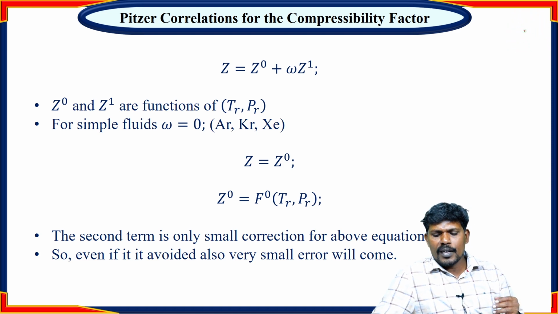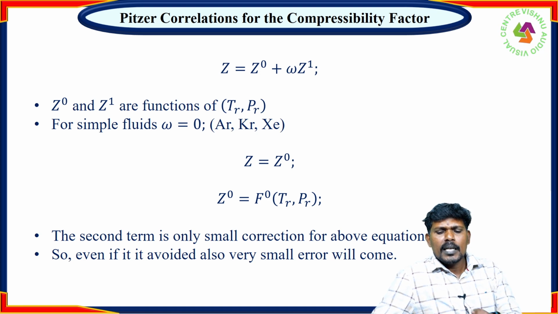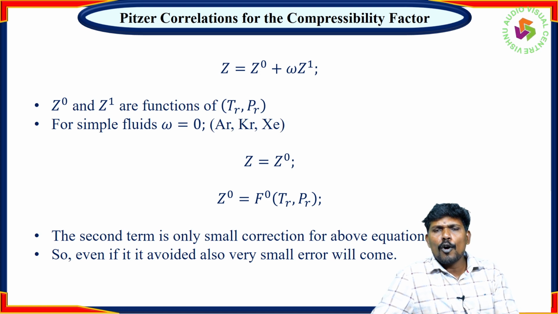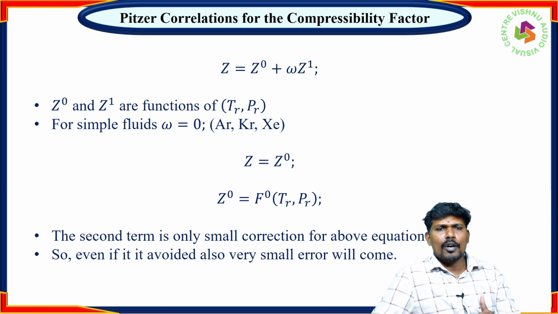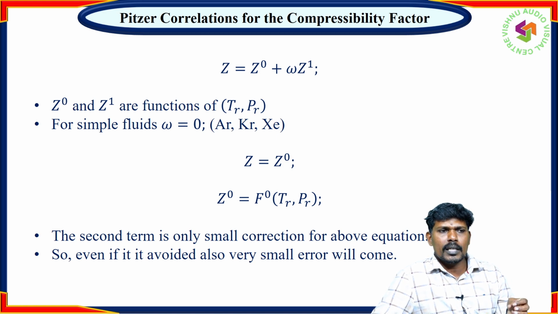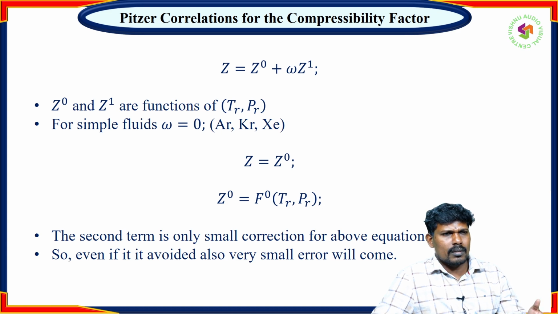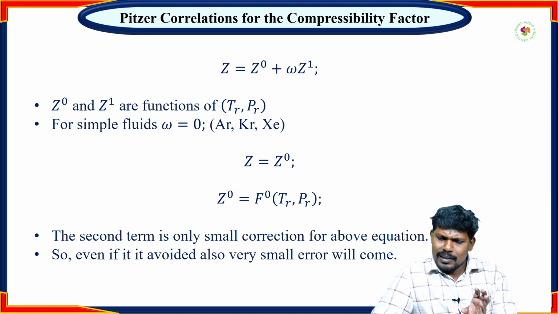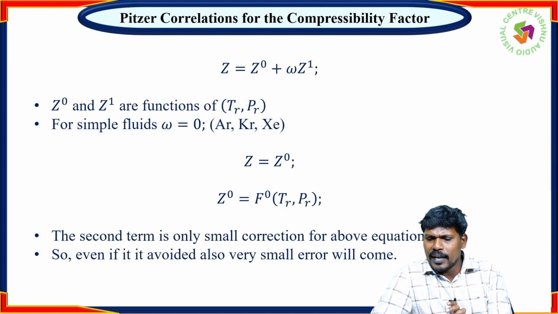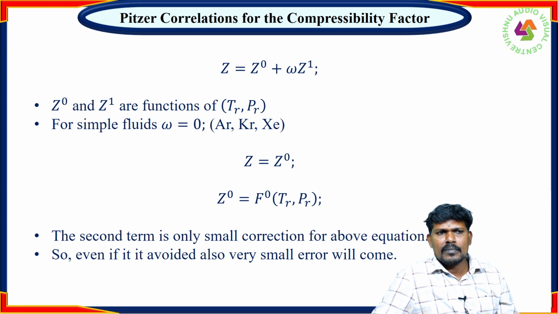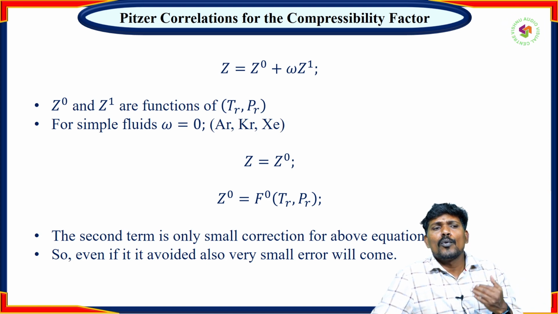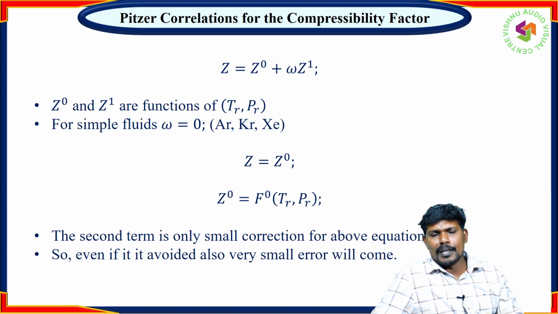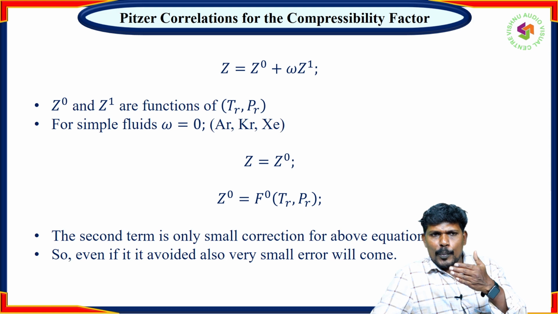So Z0 is a function of reduced temperature and reduced pressure. The second term is only a small correction in the above equation, so it won't give strong errors if you neglect that second term. By using this Pitzer correlation for compressibility factor, we can determine the compressibility factor. If you know the critical temperature of that compound, we can find the operating temperature, and if you know the operating temperature, we can find the critical temperature, because reduced temperature is equal to T by Tc, the operating temperature by the critical temperature.